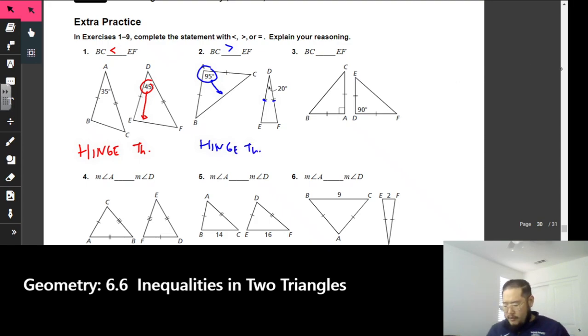All right, let's take a look at number 3. We have once again two congruent sides of each triangle, and then we have right here 90 and 90. Well, the angle is the same. The two triangles have two congruent sides. We can go ahead and say that these two are equal in length. BC is equal to EF. All right. That once again, we have ourselves our hinge theorem.